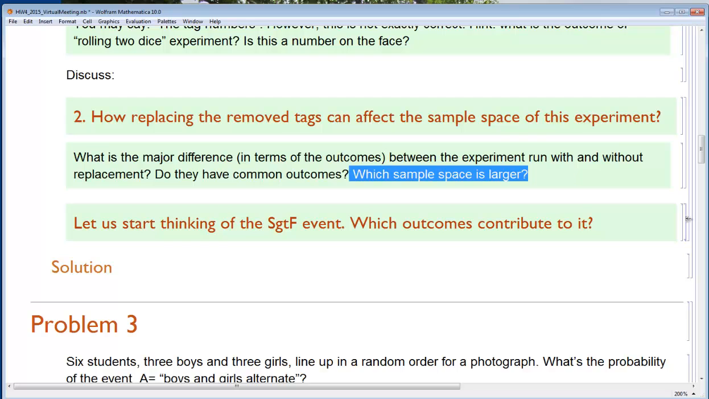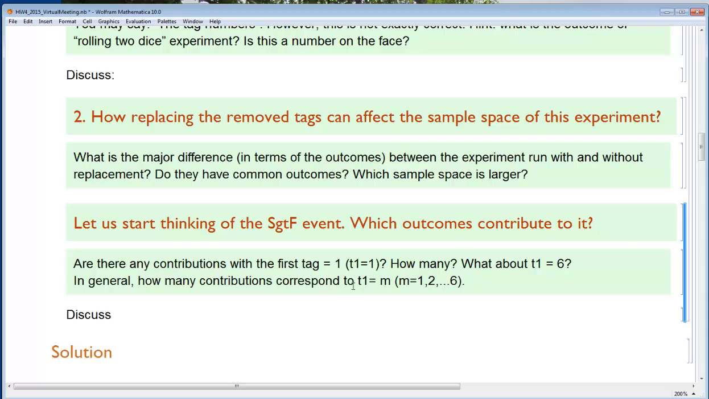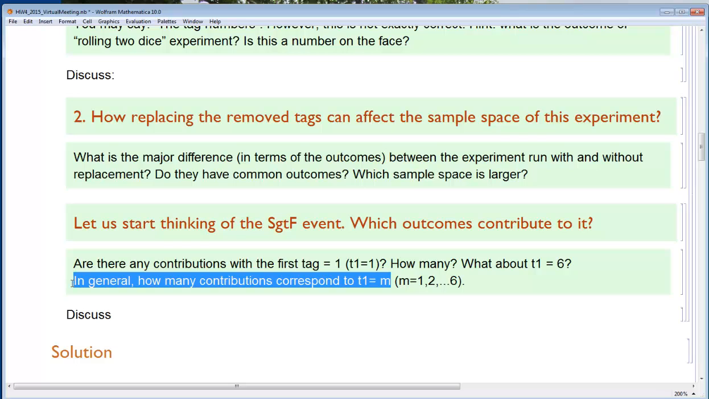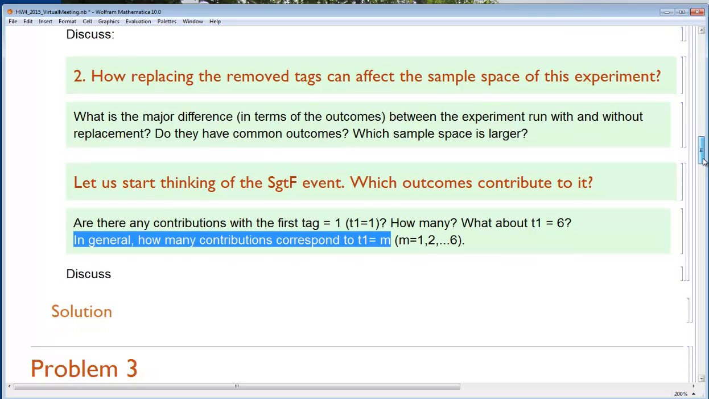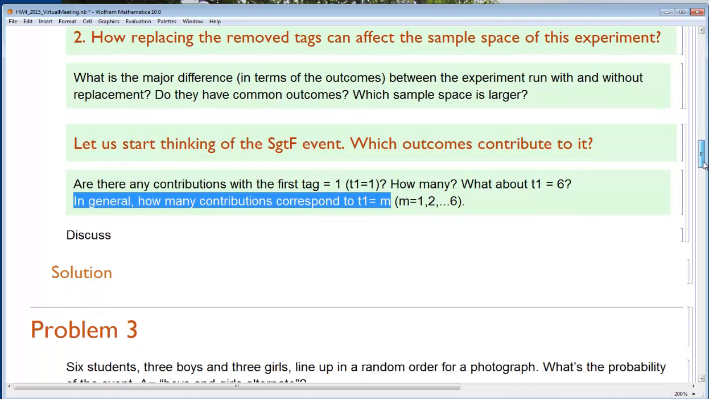Please think of this. Third, let us start thinking of the SGTF event. Which outcomes contribute to it? Are there any contributions with the tag 1 equal 1? How many? What about tag 1 equals 6? In general, how many contributions correspond to tag 1 equal m, where m is 1, 2 through 6? Thinking of this will help you to describe the union of 6 complex events, each of which is the intersection of 2 events, that will lead to the solution.